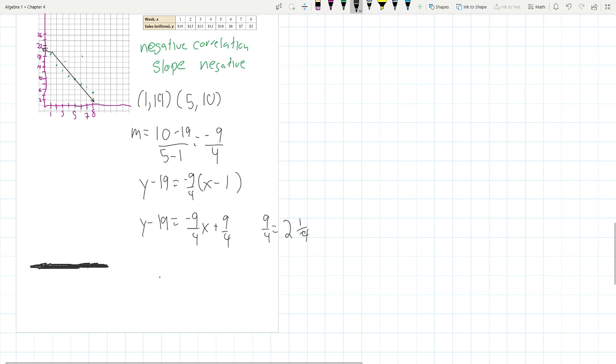So we're going to add 19 to both sides, and we get y equals negative 9 over 4x plus 19 plus 2 1/4, which is 21 1/4. And so our m is negative 9 over 4, and our y-intercept, or the place that we kind of start normally, is 21 1/4. And if I was able to draw a better graph of this, you'd actually be able to see it go through there.